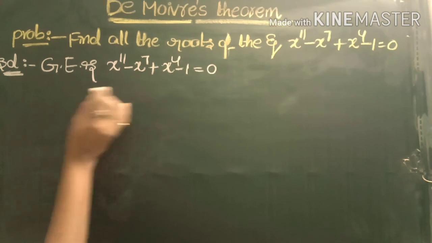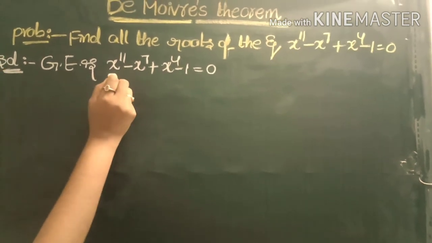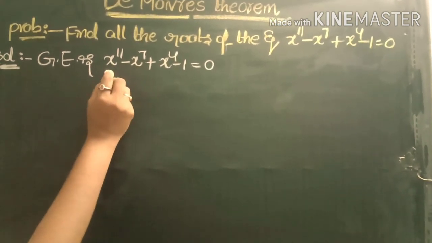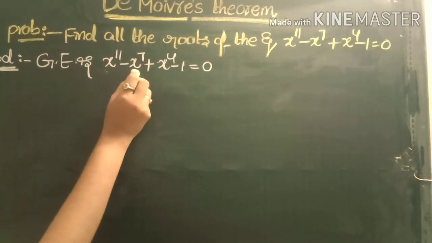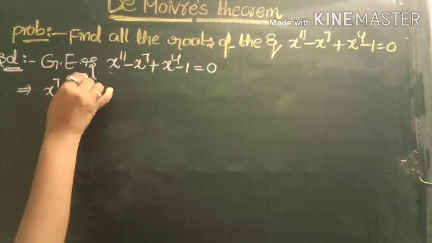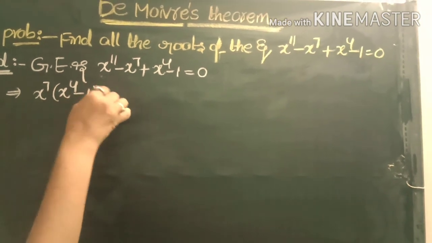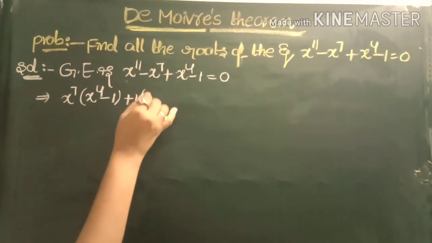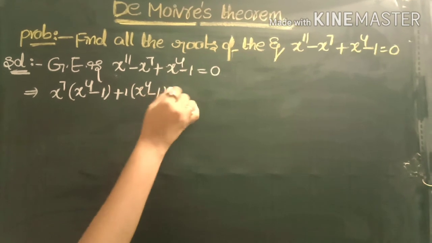From the first and second terms we take x power 7 common, since x power 7 is common in these two terms, which implies x power 7 into x power 4 minus 1, plus taking 1 common from the remaining two terms, 1 into x power 4 minus 1 equal to 0.